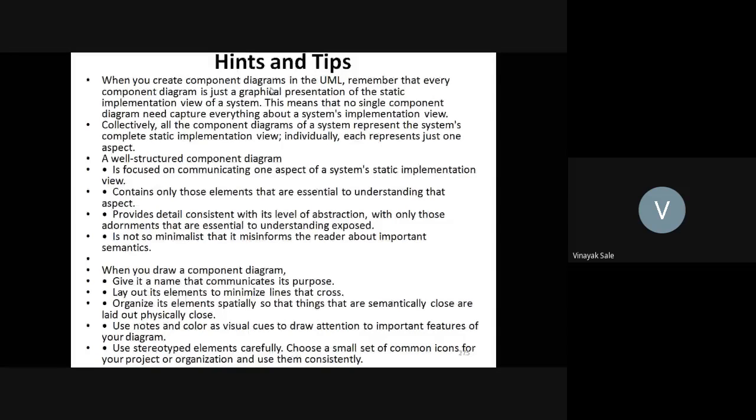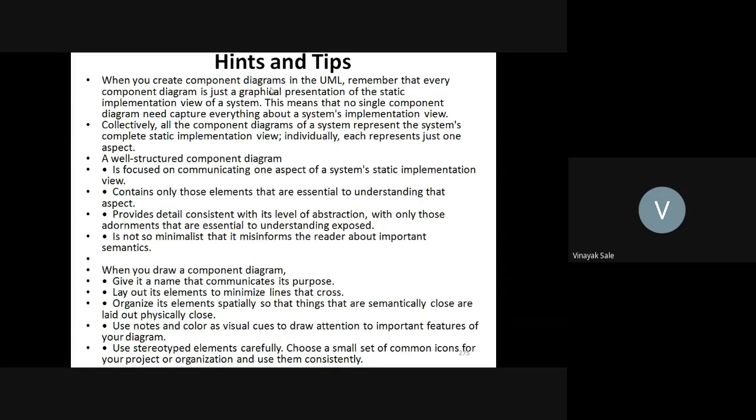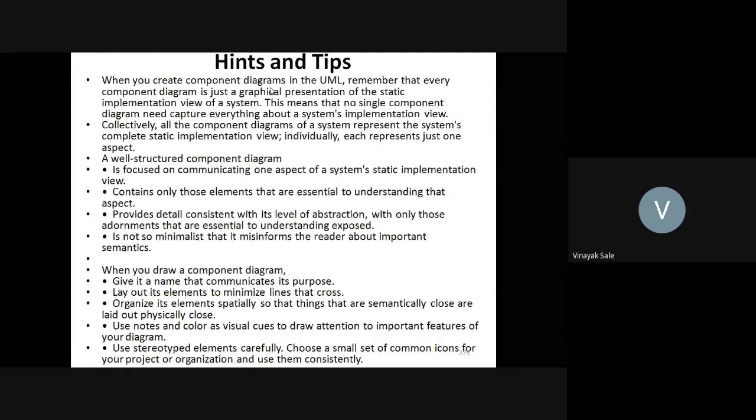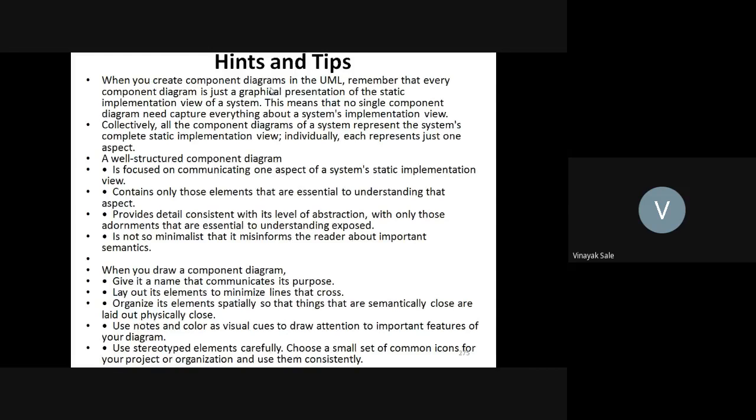When you draw a component diagram, give it a name that communicates its purpose. Lay out its elements to minimize lines that cross. Organize its elements spatially so that things that are semantically close are laid out physically close. Use notes and colors as visual cues to draw attention to important features of your diagram. Use stereotyped elements carefully. Select a small set of common icons for your projects or organization and use them consistently.